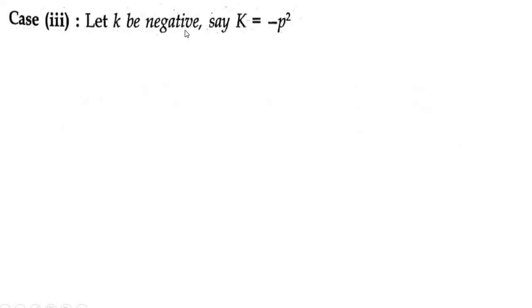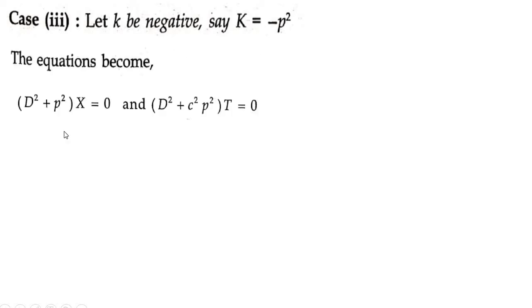Now let us move on to the last case. Let k be negative. Say k is equal to minus p square. So when I substitute k equal to minus p square in equation 1, then minus into minus will be plus there. So you get d square plus p square into x equal to 0, and d square minus into minus will be plus c square.